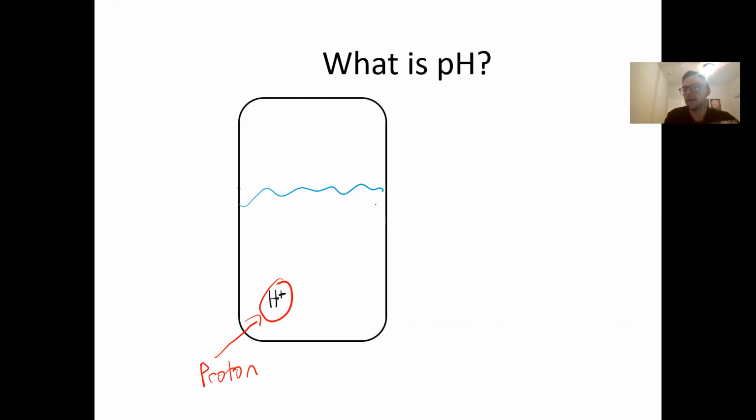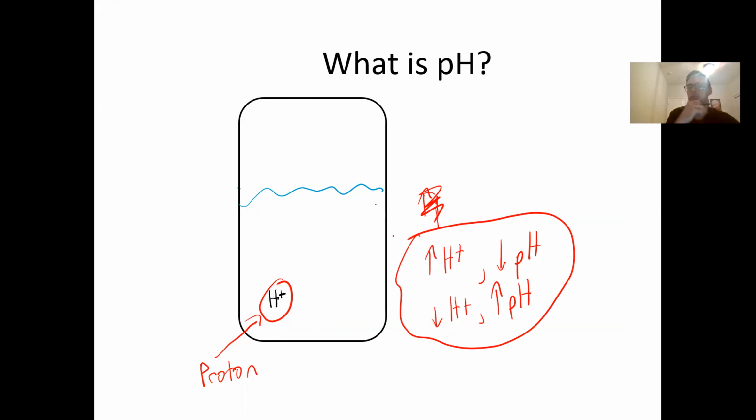So basically what you should think about when we go over pH is this: if I increase my hydrogen ion, I'm actually decreasing the pH, and vice versa. If I decrease my hydrogen ion, I'm actually increasing the pH. So it's actually this inverse relationship when you think of hydrogen ions. So the more hydrogen ions there are, the lower the pH is going to become. So it's a really simple inverse relationship to remember.